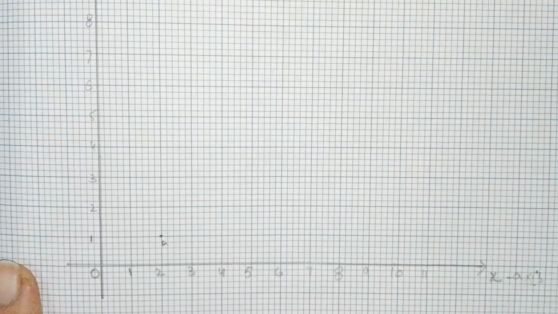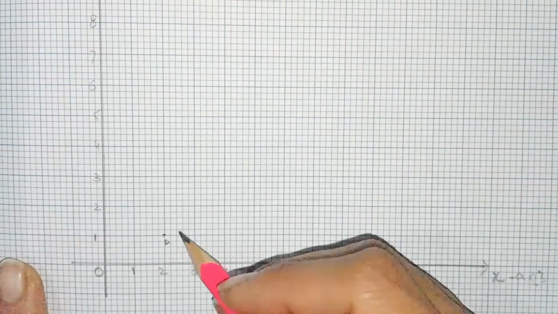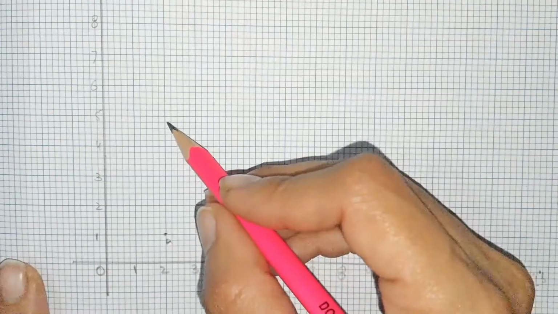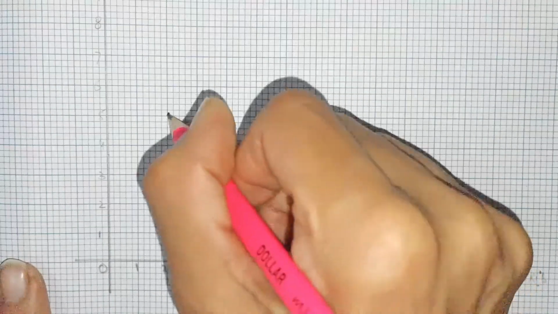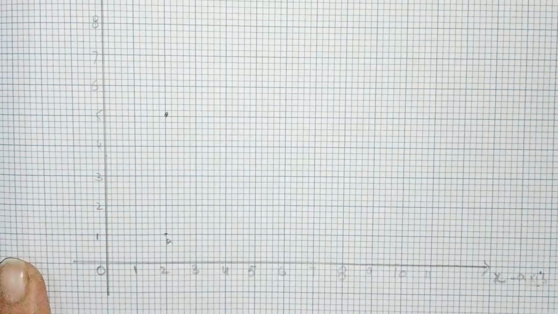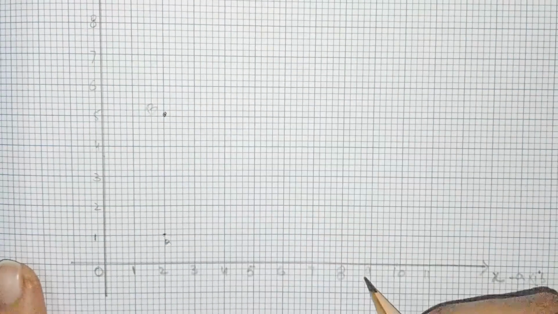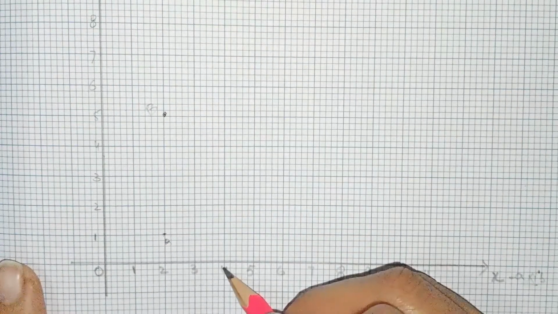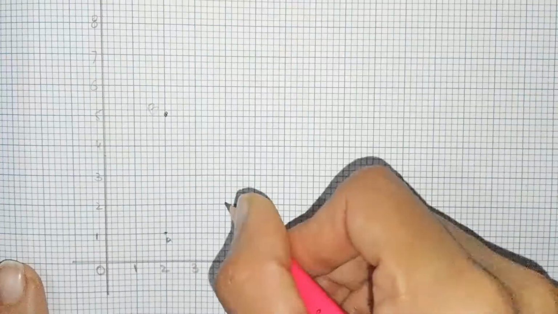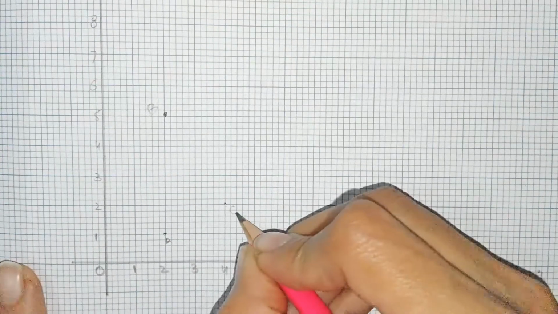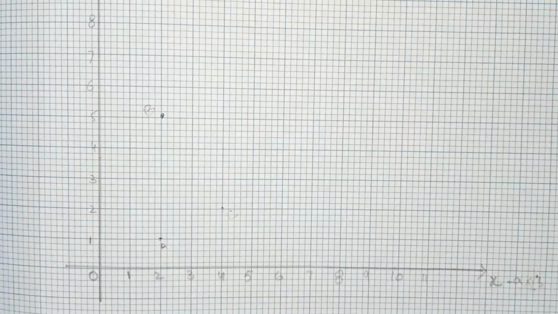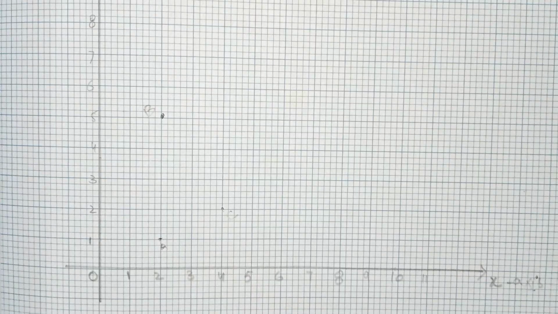Now point B is (2, 5). This is 2 and this is 5 on the y-axis. And point C is (4, 2). 4 on the x-axis and on the y-axis 2. This is the point C. Now join these points and this is the triangle.